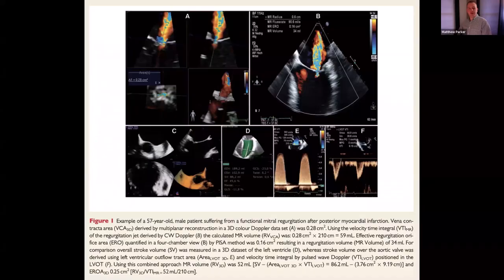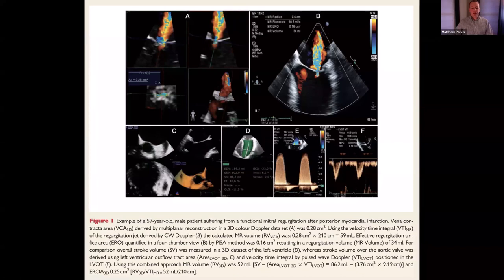But if we first start with just what they did, as I said, they did 3D color acquisitions, bisected twice in multiplanar reformats to find the vena contracta and trace it. You can see how straightforward that is. After you've lined up your multiplanar reformat, it's just a simple trace right around here. No argument, no PISA to explain to your interventional colleagues when they want to know what you're talking about.